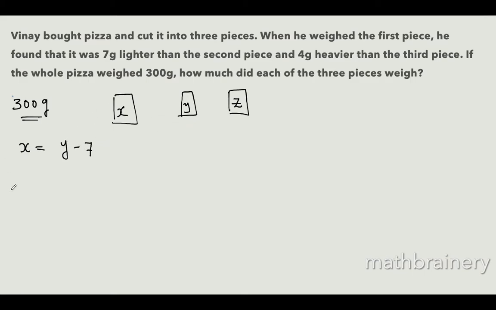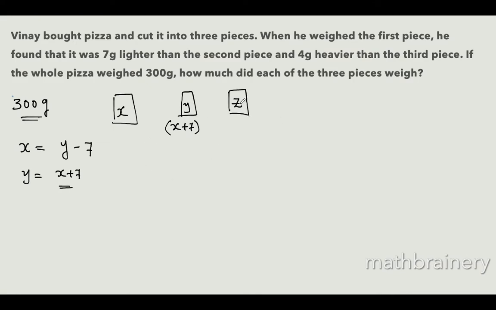So what should be y in that case? When I transpose 7 to the left hand side, you get y is equal to x plus 7. So I can write y as x plus 7, isn't it? So when we say the first piece weighed 7 grams lighter than the second piece, that means the second piece is 7 grams heavier than the first one. So we can assume this as x plus 7.